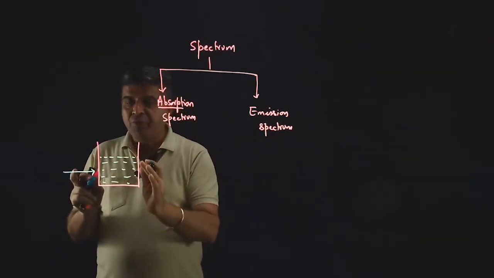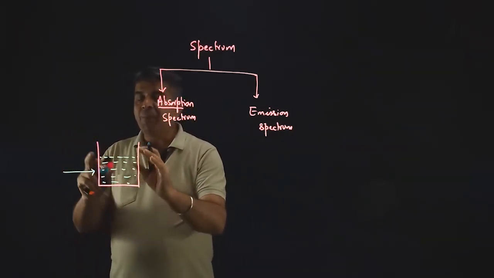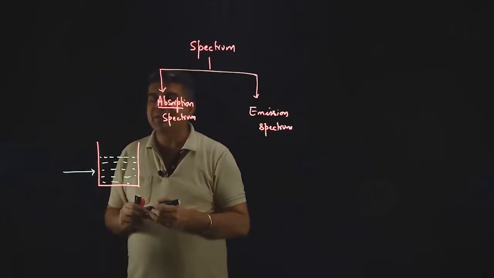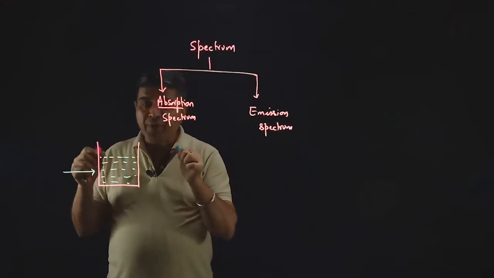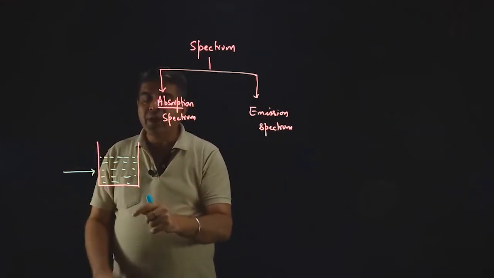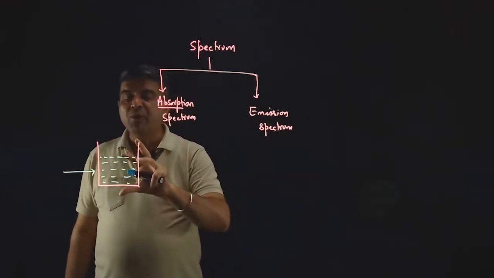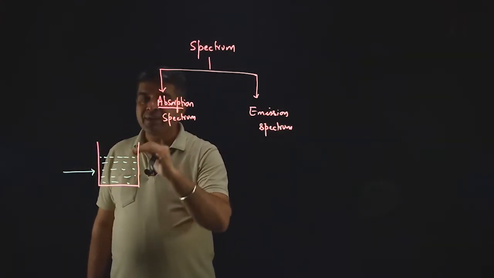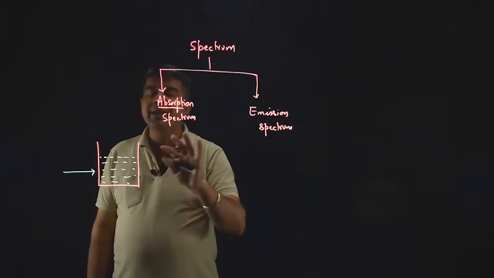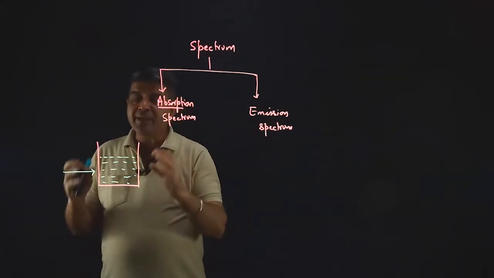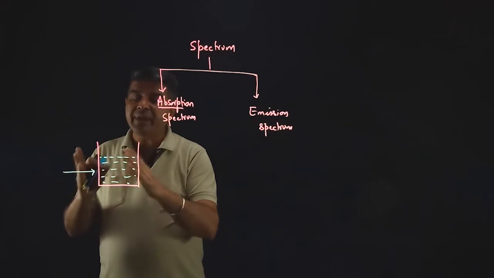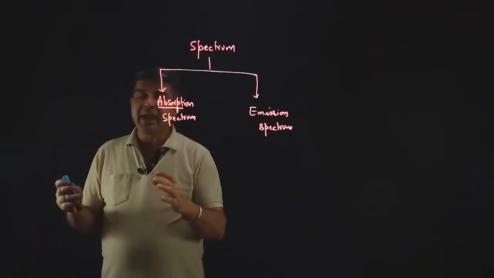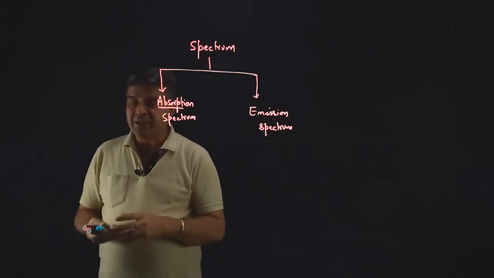Now if you just change the situation, if you place this beaker in a dark room where no light source is there, and then if you try to see the color of this solution, you will not be able to see the color. This is because light is not falling on this solution, and so color is not visible. So it is always a comparison between the incident and the transmitted radiation. Now let's try to understand the absorption spectrum with an experiment.